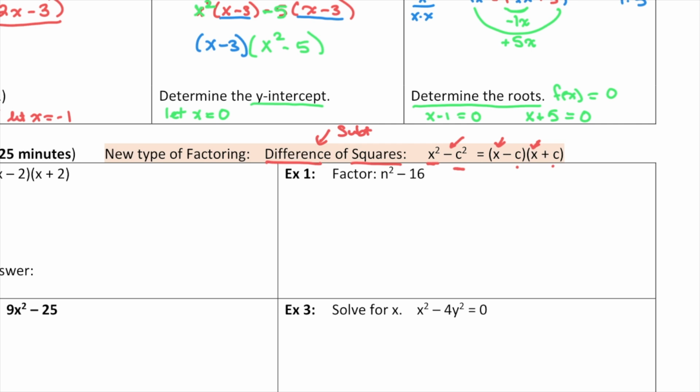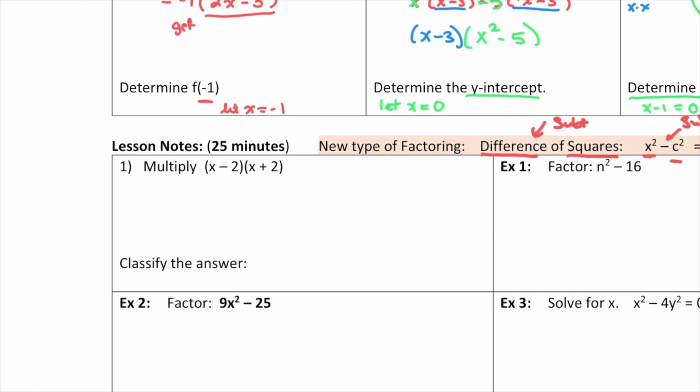But think about this for a minute. We want to be able to subtract and get no middle terms. So when we factor the c squared, we're going to write a -c and a positive c, so that when we check our expressions, we'll get -cx plus cx. Notice there is nothing left for the middle term. So this is your difference of squares.